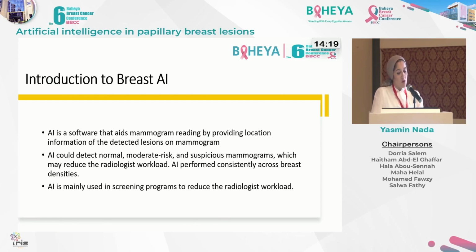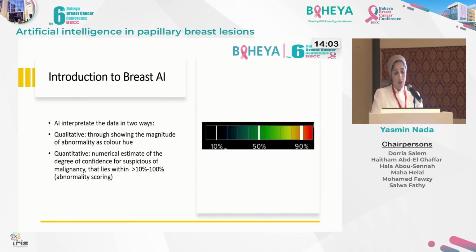AI could detect normal, moderate risk, and suspicious mammograms, which may reduce the radiologist's workload. AI performed consistently across breast densities. AI is mainly used in screening programs to reduce radiologist workload. It interprets the data in 2 ways: qualitatively, by showing the magnitude of abnormality as color hue, and quantitatively, with a numerical estimate of the degree of confidence for suspicion of malignancy that lies within 10 to 100%.